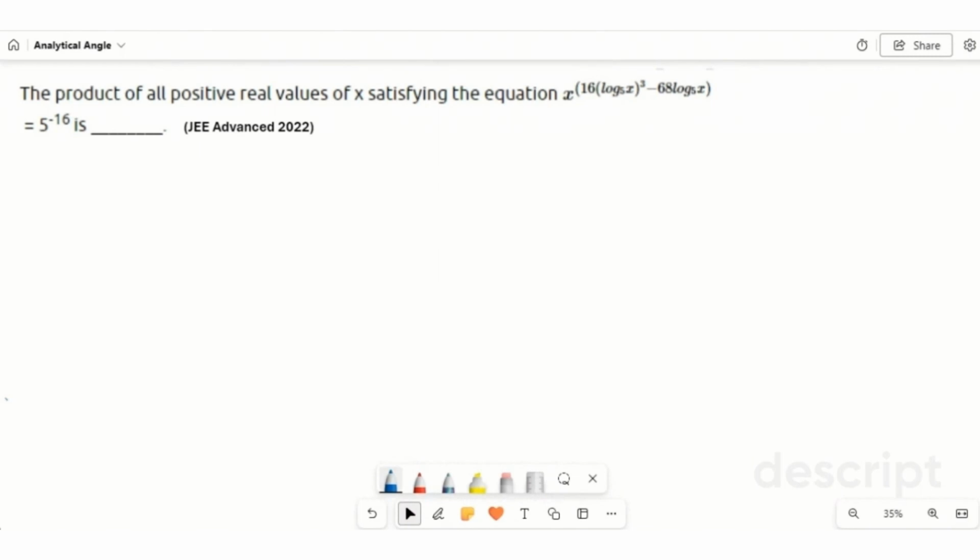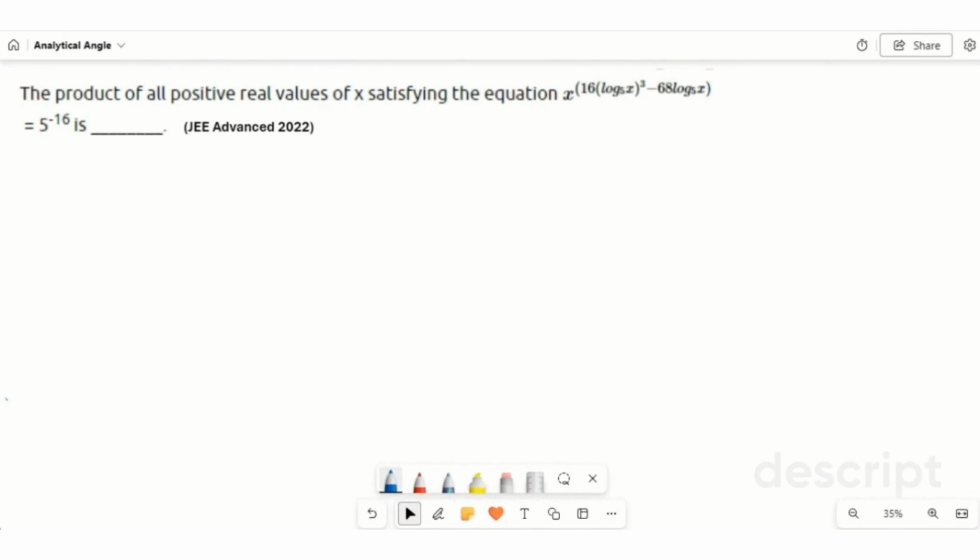So the first question is already on your screen. The product of all positive real values of x satisfying the equation x to the power 16 (log x base 5) whole cube minus 68 log x base 5 is equal to 5 to the power minus 16 is. Now this is a JEE Advanced 2022 question, so you can already think of the other questions that we are going to do in this video and what level they are going to clear.